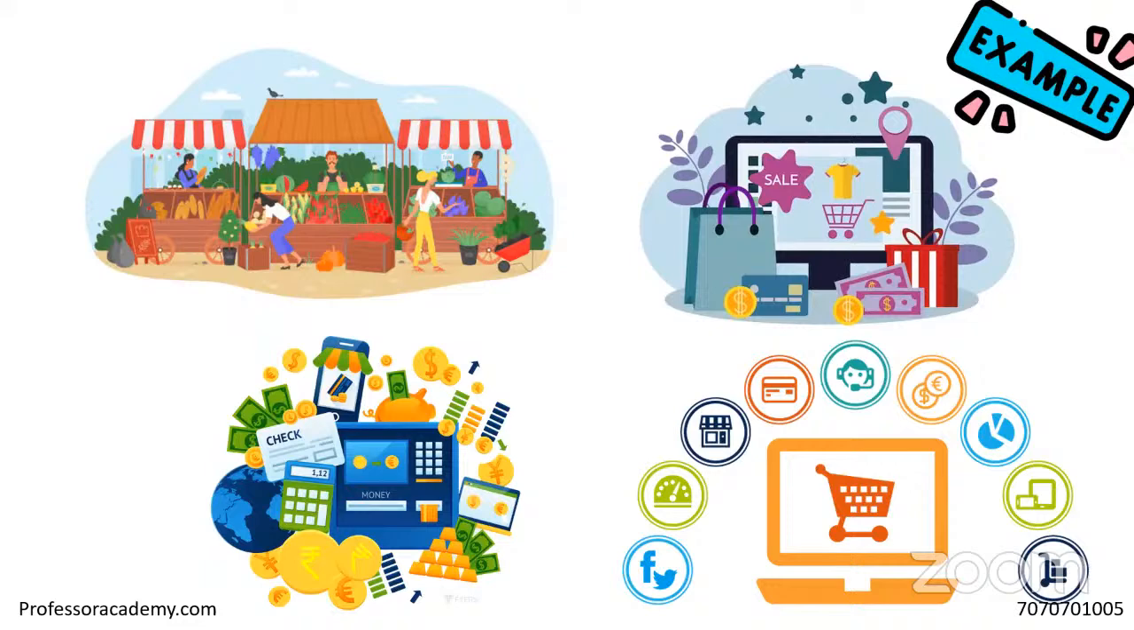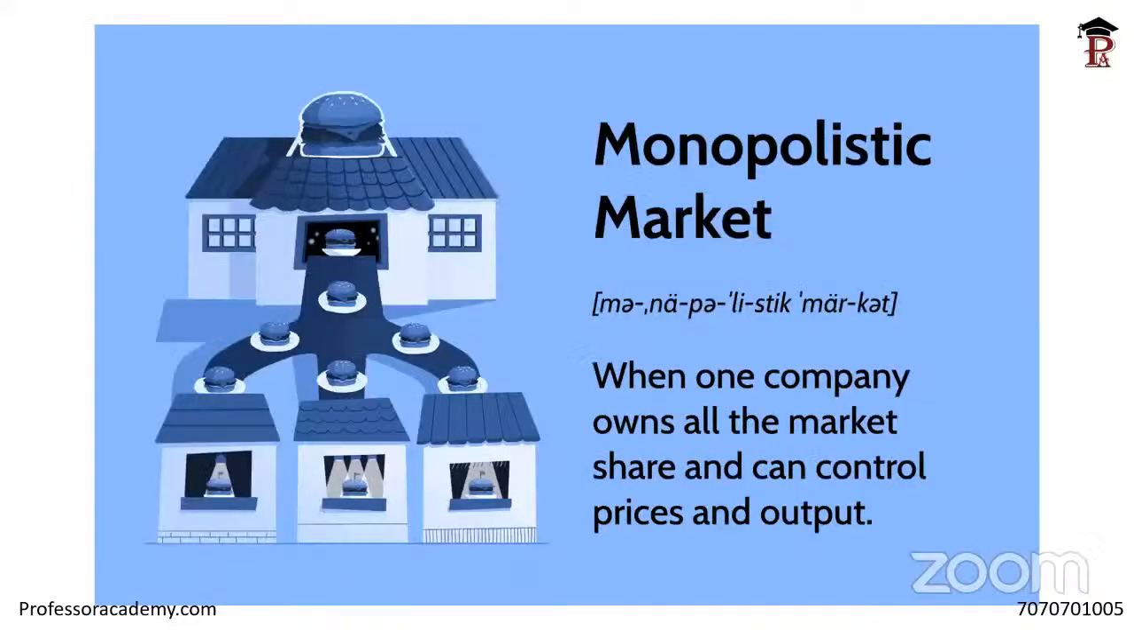So that's a perfect competition. You wait for the time when the sale will arrive and then go and buy the things. Okay, so this was our perfect competition. Then we have the monopolistic market, when one company owns all the market share and can control price and outlet.